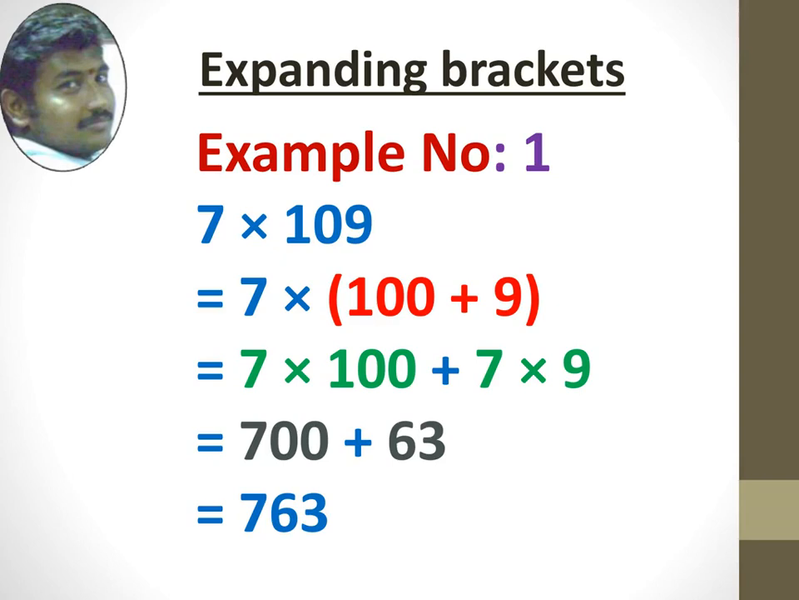Next you see expanding brackets. We have to expand the bracket and proceed. 7 into 109. 109 we expand as 100 plus 9. Multiply 7 into 100, 700. 7 into 9, 63. Total 763. One easy way of multiplication we can say this.